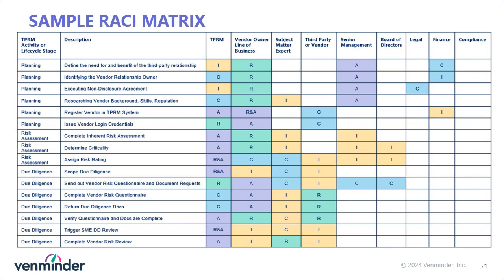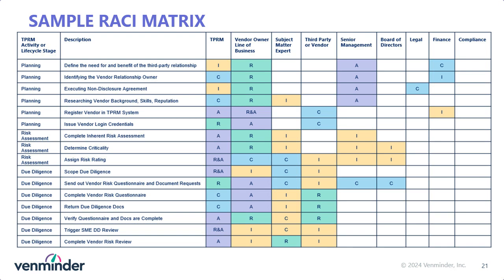Now let's just look at the first line here. We do have that planning stage. We have the description of defining the need for and the benefit of that third-party relationship. And then throughout the rest of the page, we have listed all the individual roles that might be involved in third-party risk management. Now again, you can have more, you can have less, whatever makes sense for your organization. But if we look at that first line, we see that in the planning stage, we've got to define the need for and the benefit of the third-party relationship.